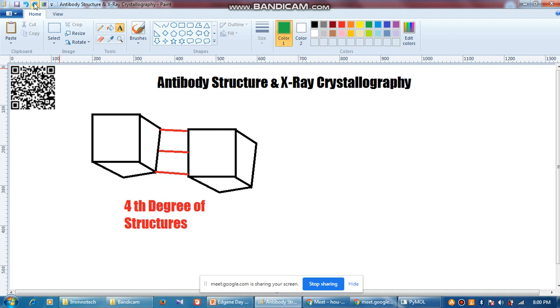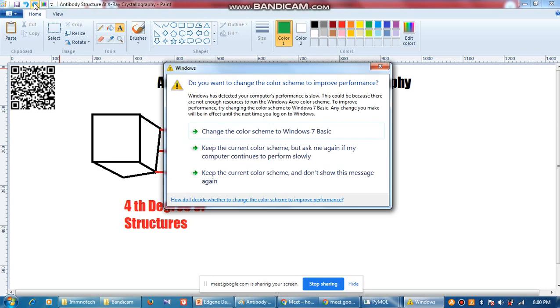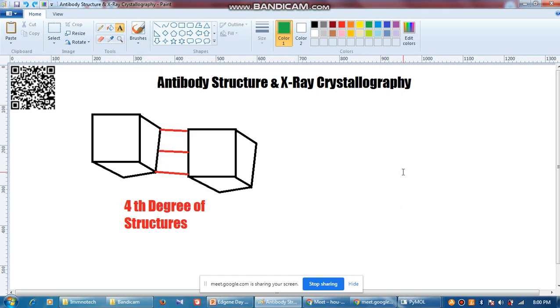Now how do these fourth degree structures form? There are multiple different three-dimensional structures which interact among themselves, and it produces a fourth degree of structure. So very high molecular weight proteins would have this kind of fourth degree of structure. Another example is hemoglobin, which has multiple different domains, and all these domains together come in the form of a fourth degree of structure. So how exactly would it look? Now in fourth degree of structure, what happens?